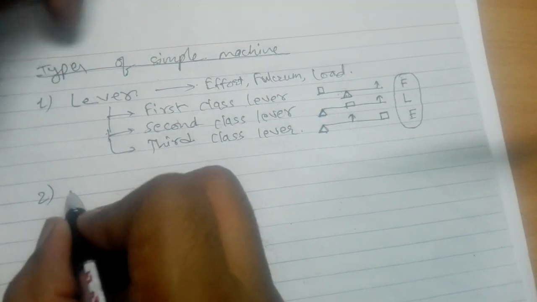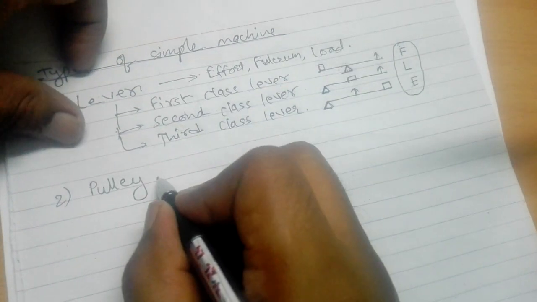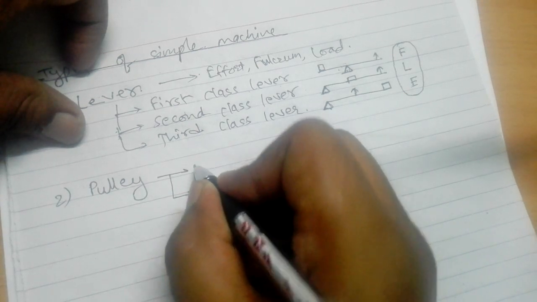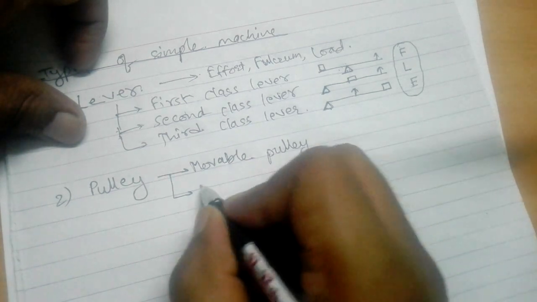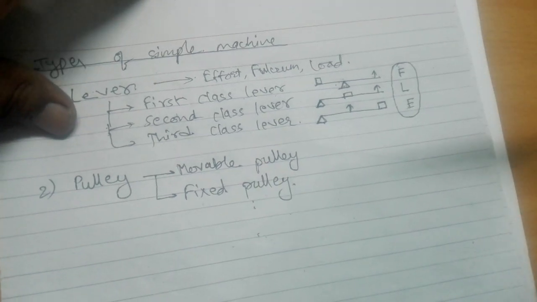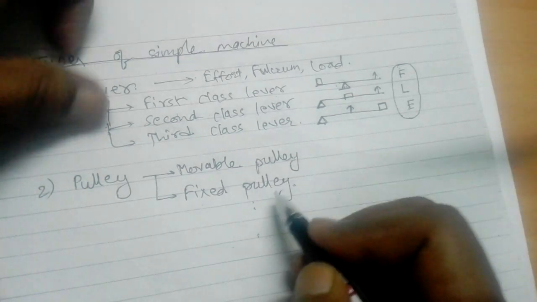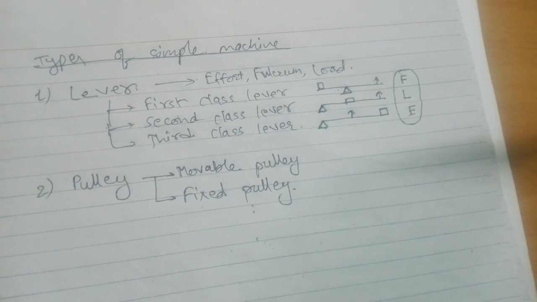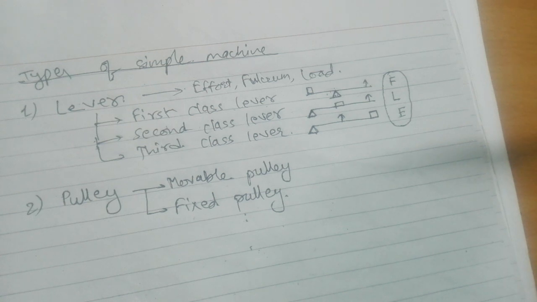Okay, the second type of simple machine is pulley. There are basically two types of pulley, movable pulley and fixed pulley, and by combining different numbers of these two types of pulley, we can form several combinations of complex pulleys, which are also called block and tackle pulleys. The complex system of several pulleys is called block and tackle pulley.